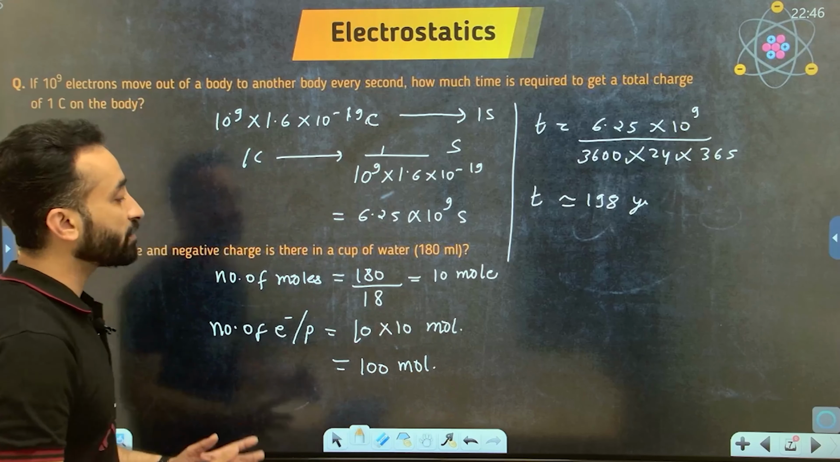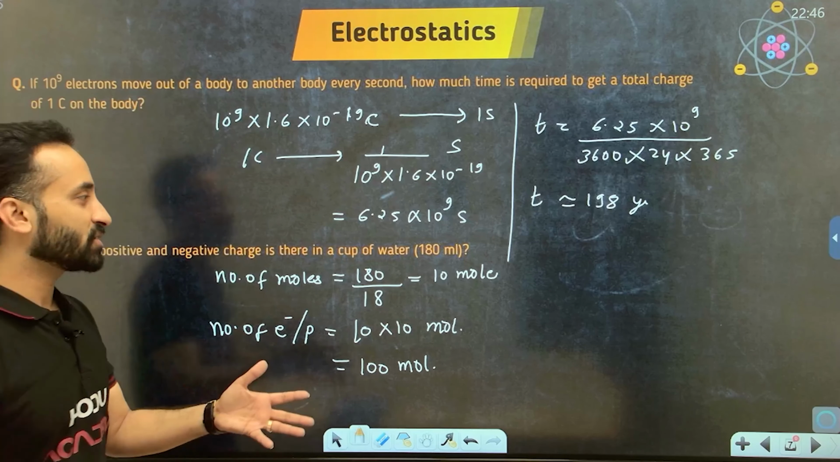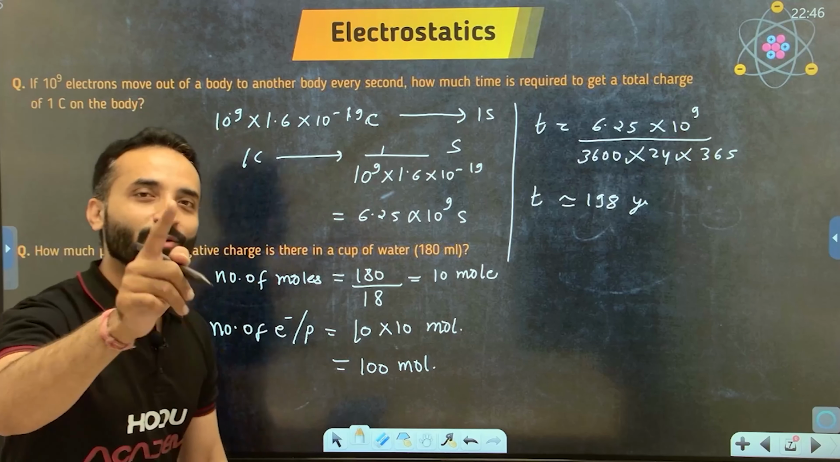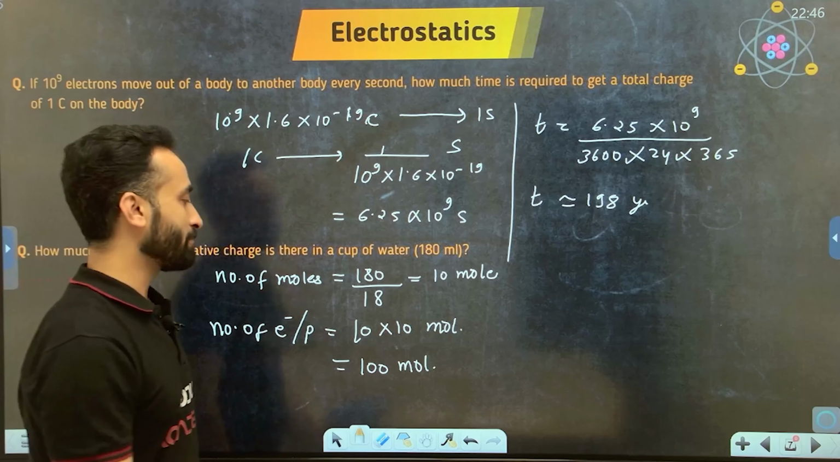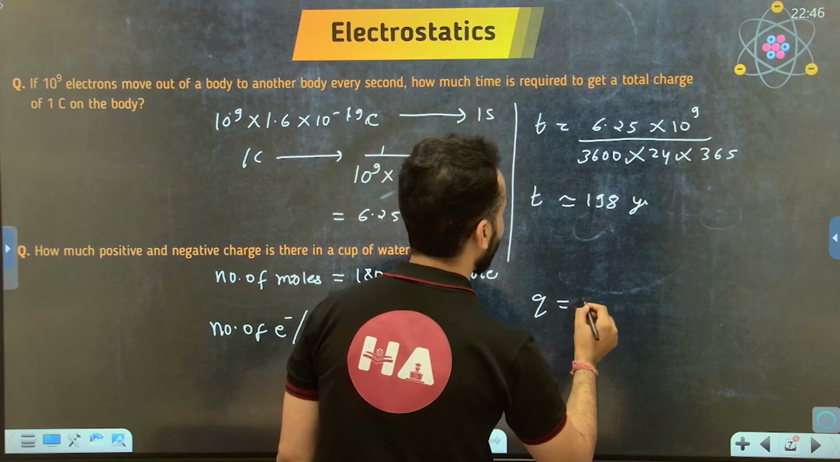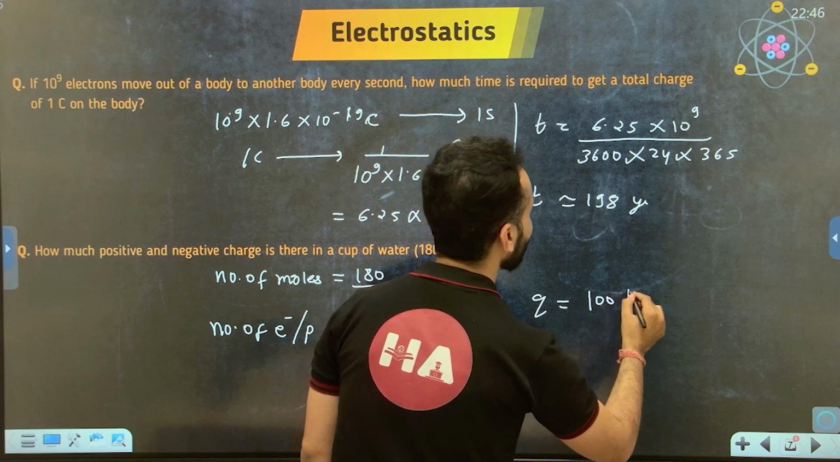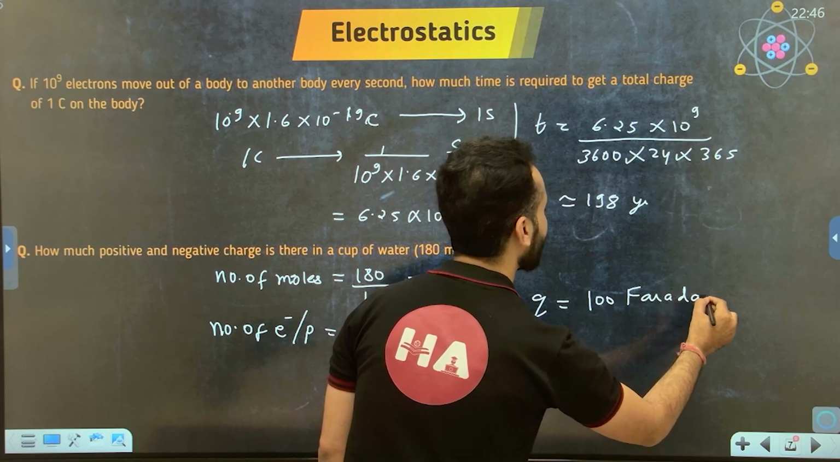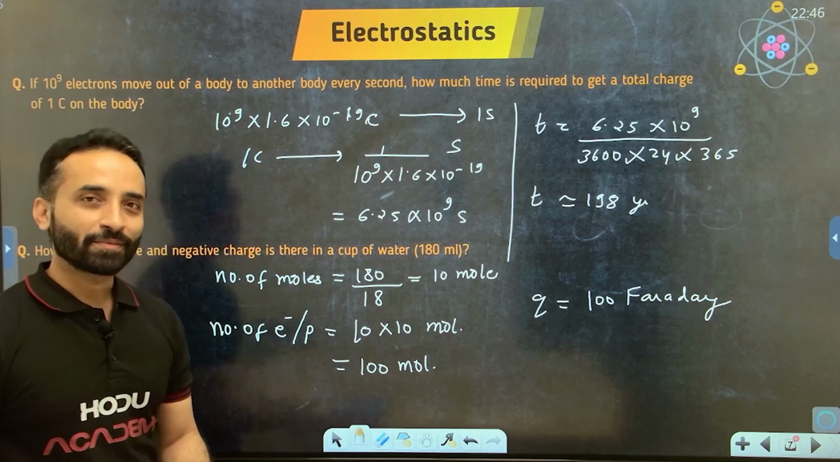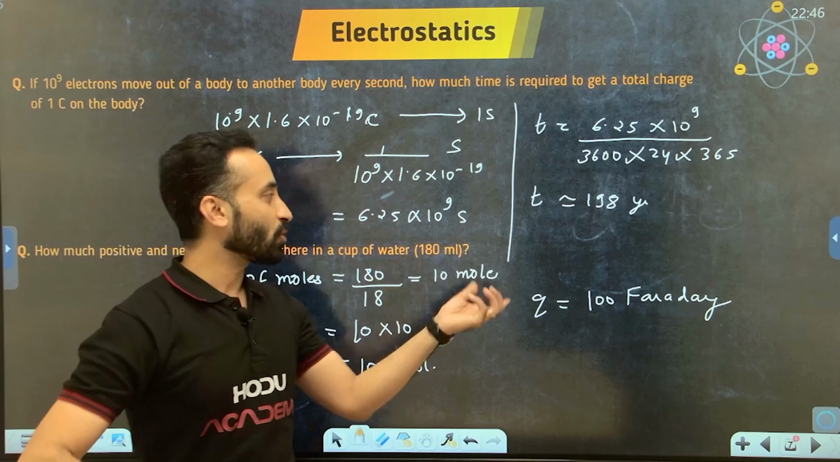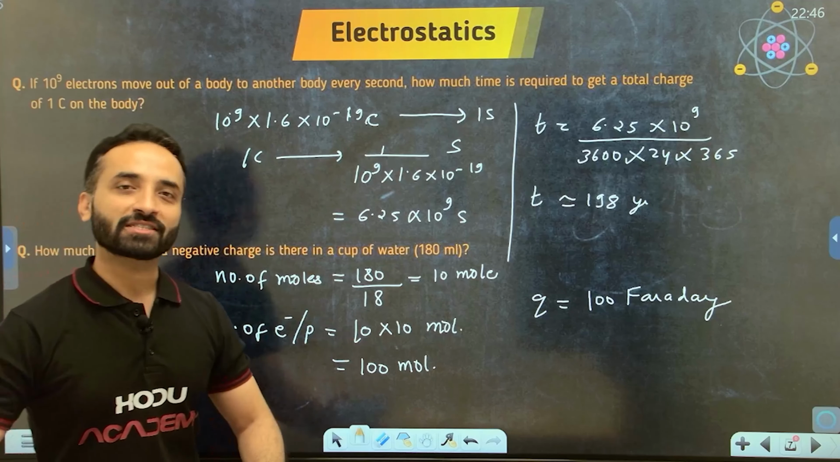So there are 100 mole electron and proton. How much charge is it going to be? You remember 1 mole electron is 1 Faraday. So the amount of charge that this will have is going to be 100 Faraday, my dear students. 100 Faraday. Can you imagine? But you don't feel that charge. When you drink this water, you don't feel this much charge has gone into your stomach.